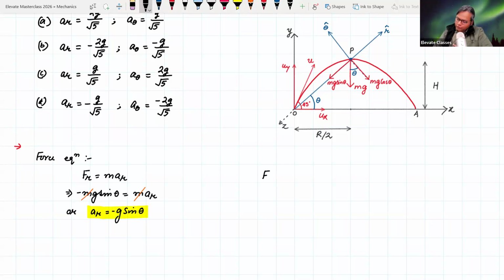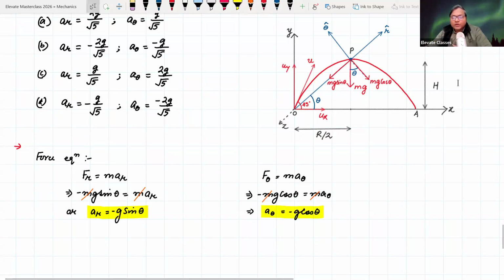Similarly, if we do F theta is equal to m a theta, F theta is equal to nothing but minus mg cos theta is equal to m a theta. m and m get cancelled. So you have a theta is equal to minus g cos theta. That's it. So we have obtained the radial and the transverse acceleration components for the particle at the highest point.